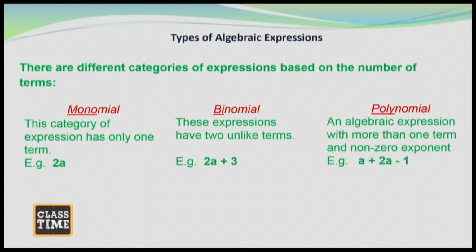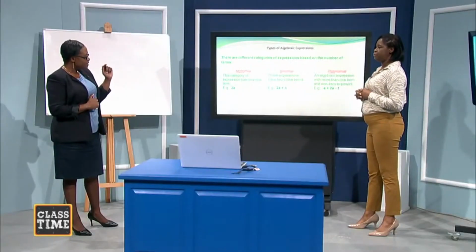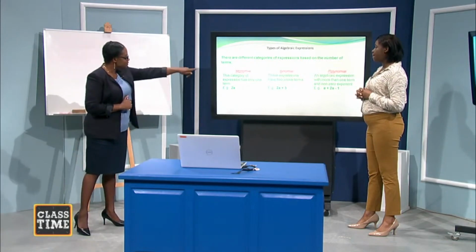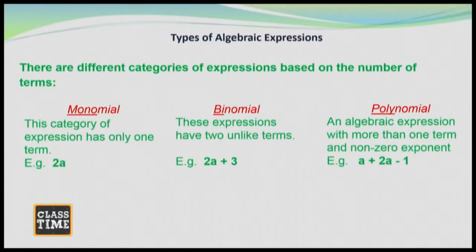But Miss Hardy, when I look at the definition for the polynomial, I see more than one term and non-zero exponent. But let's look at the binomial. These expressions have two unlike terms. So what does that really mean? Very good observation. Since a binomial has two unlike terms, and a polynomial is one with more than one term, it would suggest that binomials are also polynomials. Okay, good.